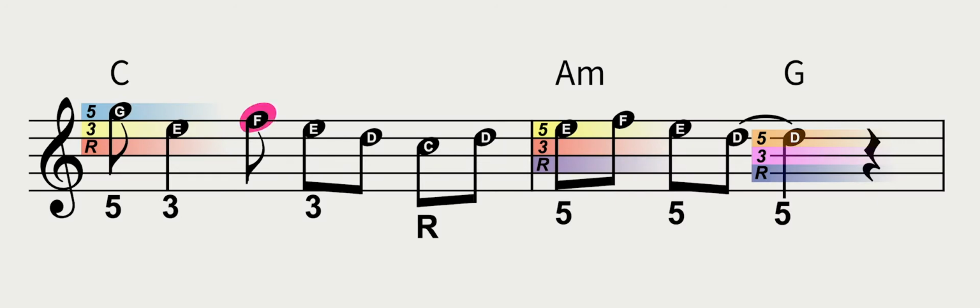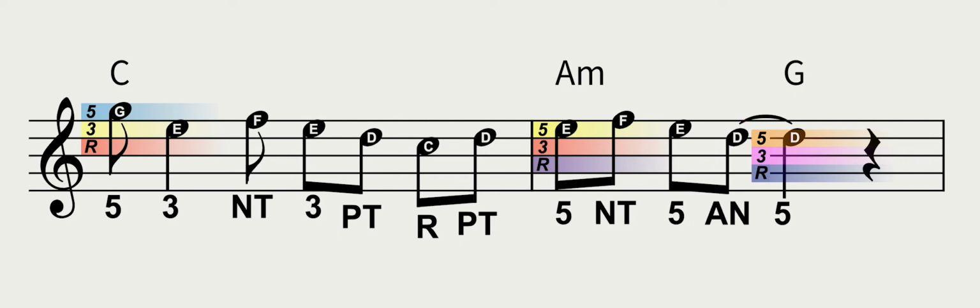F was entered by a step and exited by a step in the opposite direction, making it a neighbor tone. D was entered by a step and exited by a step in the same direction, making it a passing tone. We have the same note here, and it was entered by a step and exited by a step in the same direction, so we have another passing tone. This F was entered by a step and exited by a step in the opposite direction, making it a neighbor tone. And this D is not in an A minor chord, but it's an anticipation of the fifth of G.